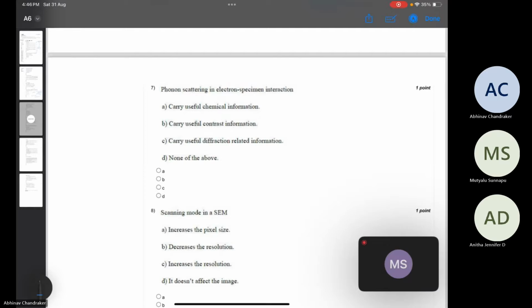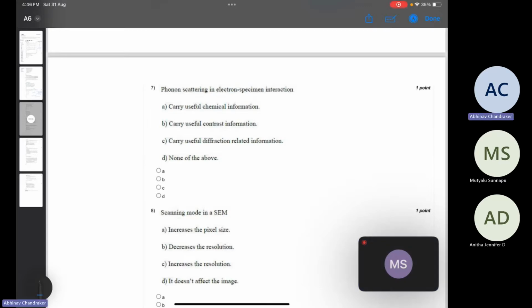Do you understand what is a phonon? It is related to the scattering of the electrons. I am understanding it from that point of view.